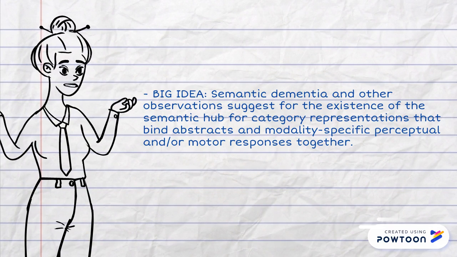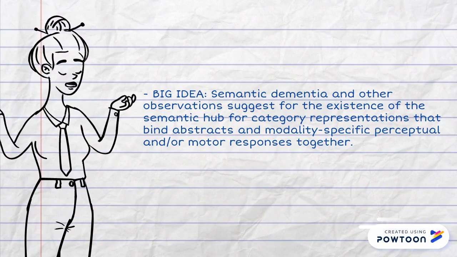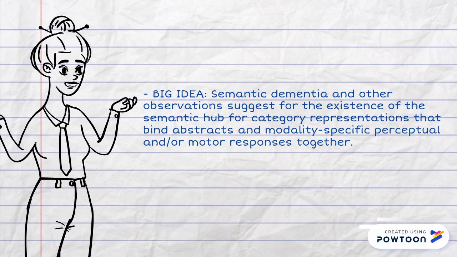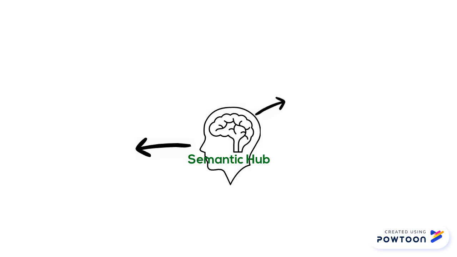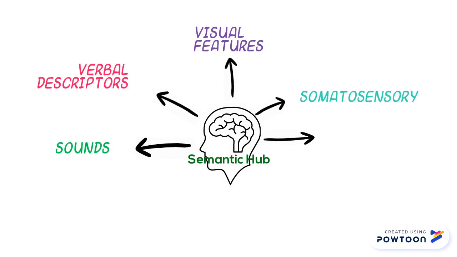Semantic dementia and other observations suggest the existence of the Semantic Hub for category representations that bind abstracts and modality-specific perceptual and/or motor responses together. This allows us to understand how we are able to form concepts and symbolic representations as well. The Semantic Hub model consists of verbal descriptors, visual features, sounds, somatosensory, olfaction, and praxis.